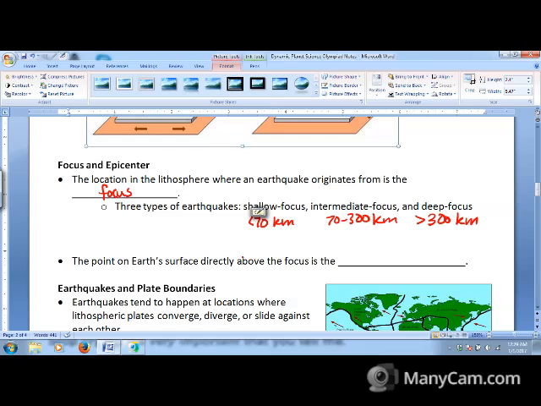The point on Earth's surface directly above the focus is the epicenter. And this is the most important part because when you're dealing with an earthquake, hey, there's this earthquake that happened 150 kilometers below Earth's surface. Yeah, I don't care. What am I supposed to do with that information? No, but if you know the epicenter, we can track that over time.